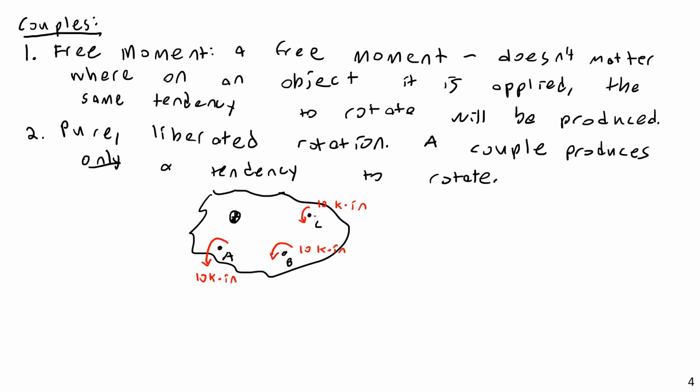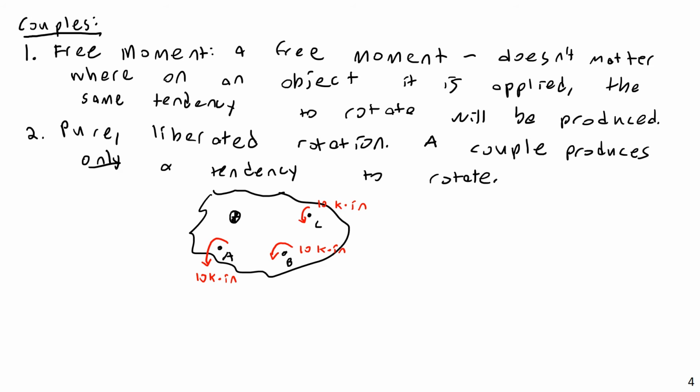And again, if I apply a couple to a body, it doesn't matter where I apply it. I can apply it here, here, here, or here. It would start rotating with the exact same angular acceleration, in radians per second squared. Again, it is a pure, liberated rotational tendency. So that's all well and good. That is the ideal version of what a couple is.